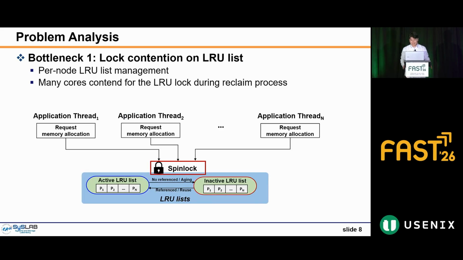Now let's talk about the first bottleneck. The first bottleneck is lock contention on the LRU list. Linux manages LRU lists per node, and many cores share the same LRU lock. When memory pressure is high, many threads try to reclaim at the same time. So cores spend a lot of time waiting for the LRU lock. This reduces throughput even if the SSDs are fast.